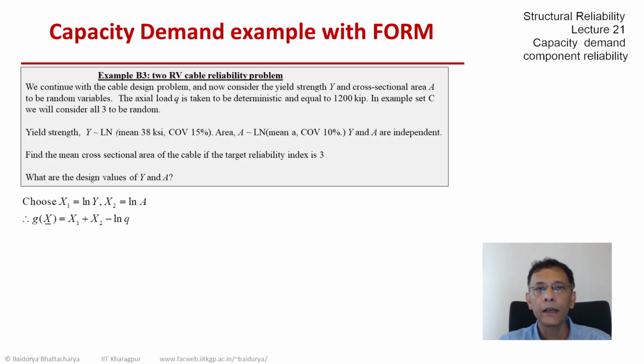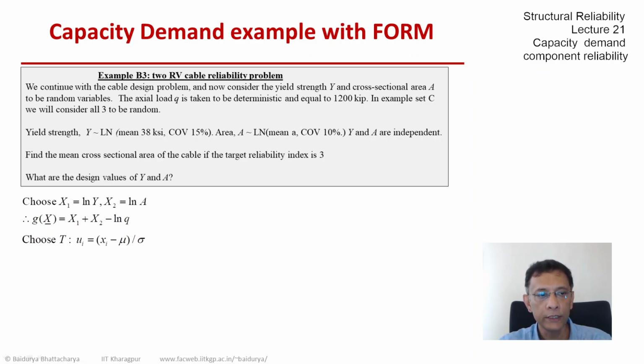Y and A are both log normally distributed, so it makes sense to choose x1 as log of Y and x2 as log of A, so that we have a limit state that still is linear in the basic variable space. So that is g equals x1 plus x2 minus log of Q. Then we have to choose a transformation. We continue with the second moment transformation as we did in the previous examples.